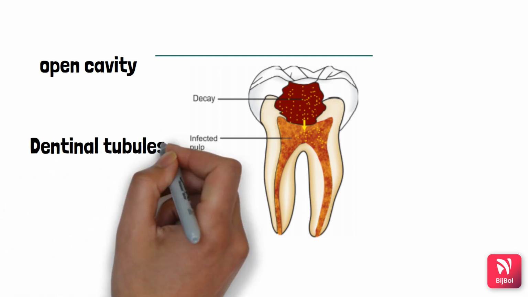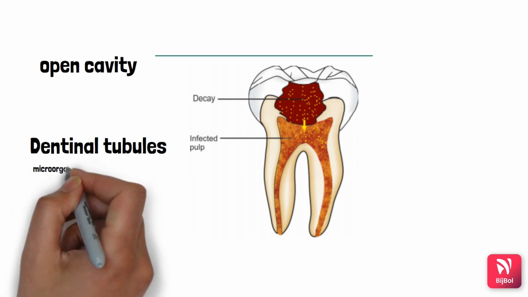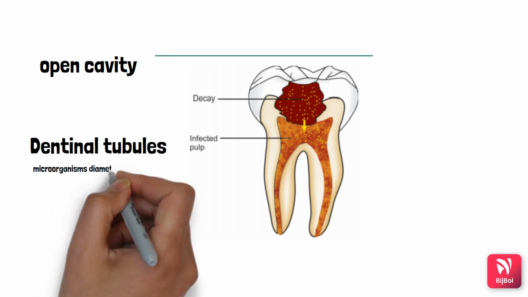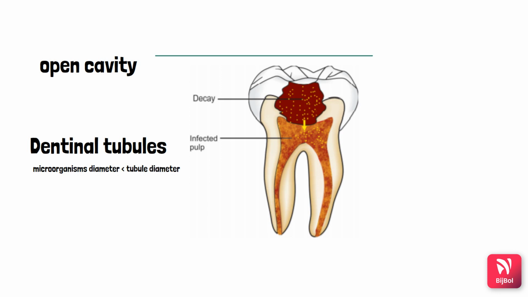Next we'll see the dentinal tubules. Here the microorganisms will pass through these dentinal tubules subsequently to the pulp. So what happens here is that the microorganism's diameter is less than 1 micrometer, whereas the dentinal tubule diameter is 1 to 4 micrometers. So that's how the microorganisms can easily penetrate into these dentinal tubules.